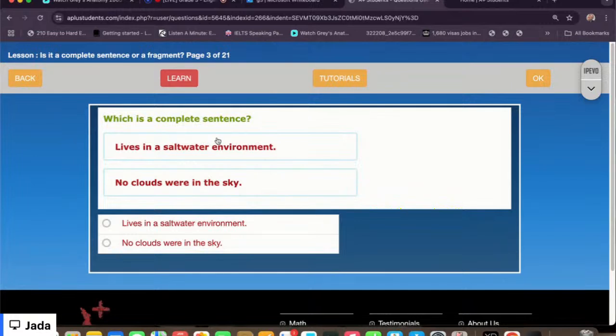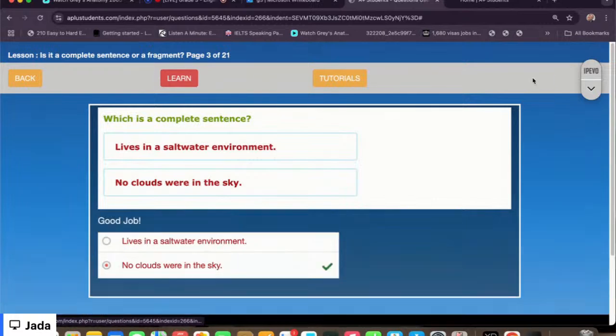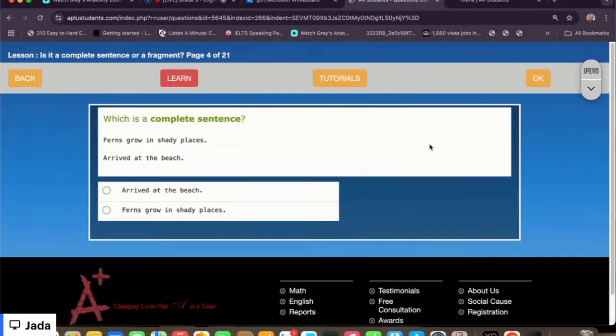Okay, so we have "lives in a saltwater environment" and "no clouds were in the sky." What do you think the complete sentence will be? It's supposed to be "no clouds were in the sky." If you say "lives in a saltwater environment," who lives in that environment? We don't know. But "no clouds were in the sky" is a complete sentence. So we have "ferns grow in shady places" and "arrived at the beach." What is the complete sentence here?